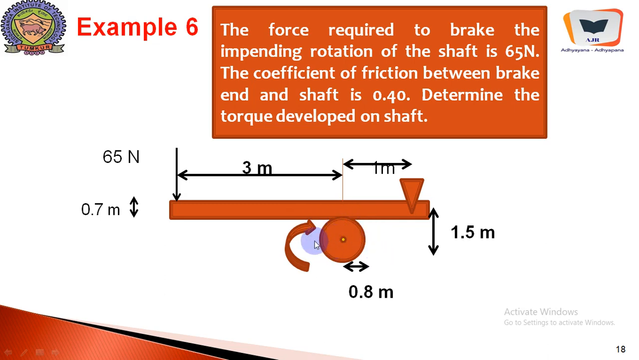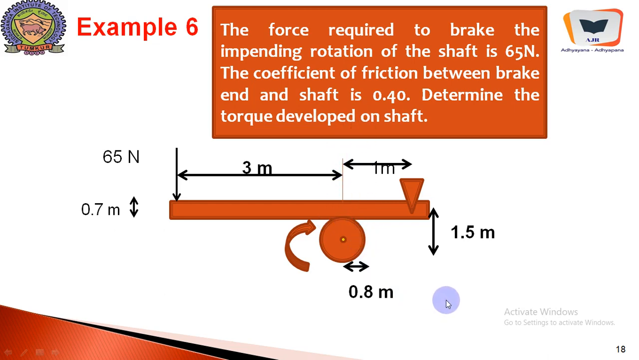So the impending rotation by this particular shaft is in clockwise direction, and it has a height of 1.5 meter from this support, and its radius is 0.8 meter. This arm, this lever, has a width, or a height, or a thickness of 0.7 meter. The friction between this rotating wheel or shaft and the brake arm is 0.4.